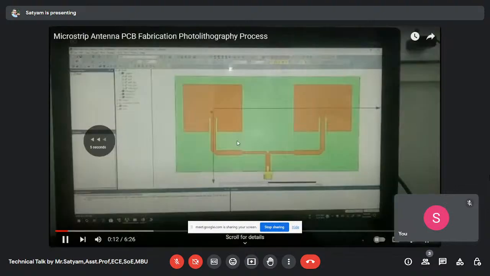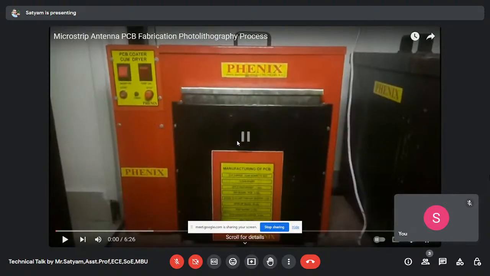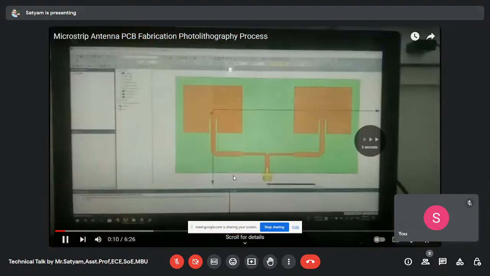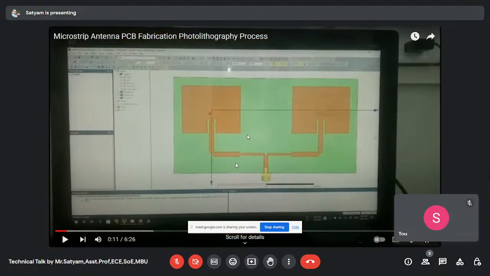So let me say what he has done. He is showing the steps what he will do. Then he has designed some antenna. Okay, this is the connector soldering. We'll see how to solder at the last.